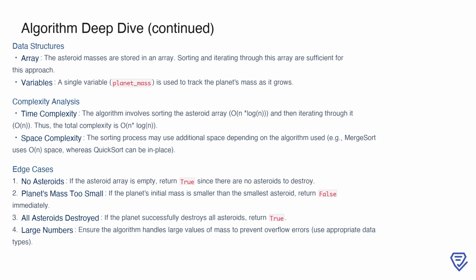A few edge cases must also be considered. If the asteroid array is empty, there are no asteroids to destroy, so the result is true. If the planet's initial mass is smaller than the smallest asteroid, the result is false immediately. Additionally, the algorithm should handle large values of mass without causing overflow errors, making the choice of data types critical. Finally, if all asteroids are destroyed successfully, we return true as the result.